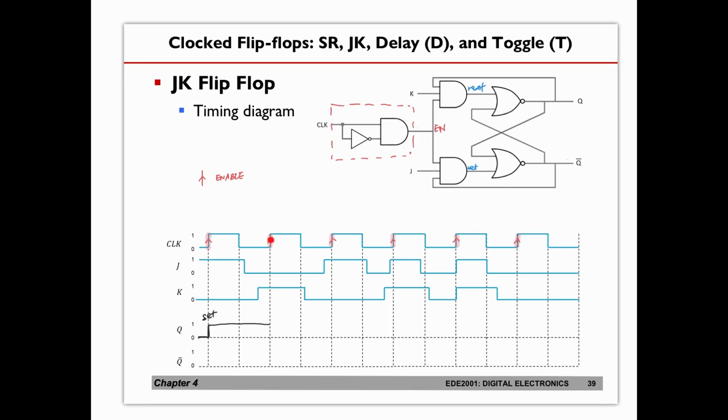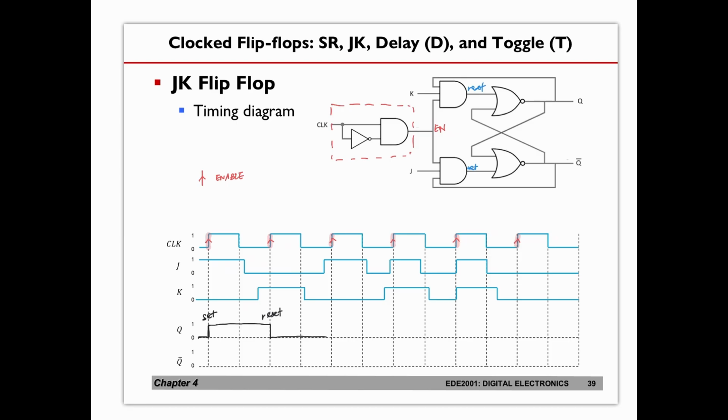Now at the next positive going transition, J equals 0, K equals 1. So you do a reset. Take note that the reset is right at the clock edge. So there will be a reset here. Then for the rest of the clock cycle, nothing is going to happen.